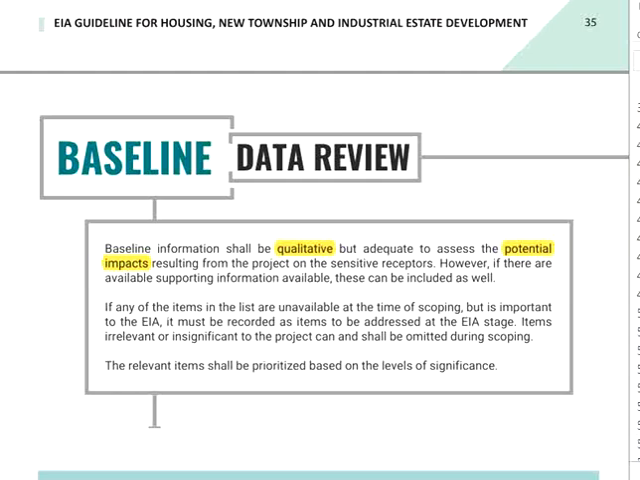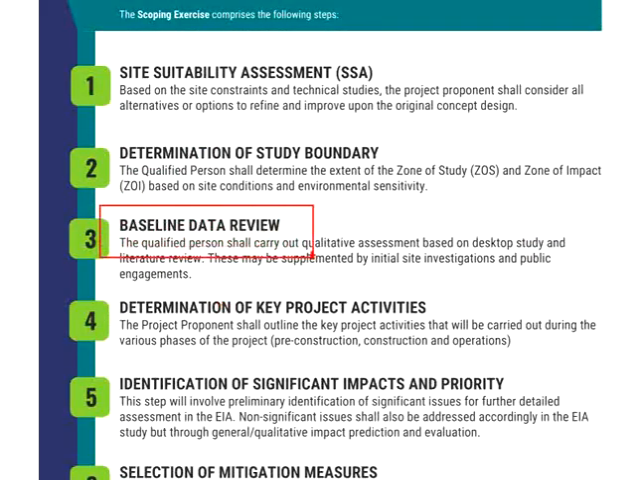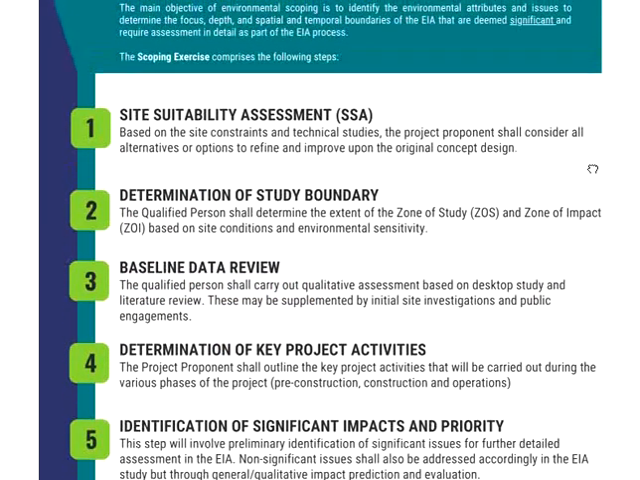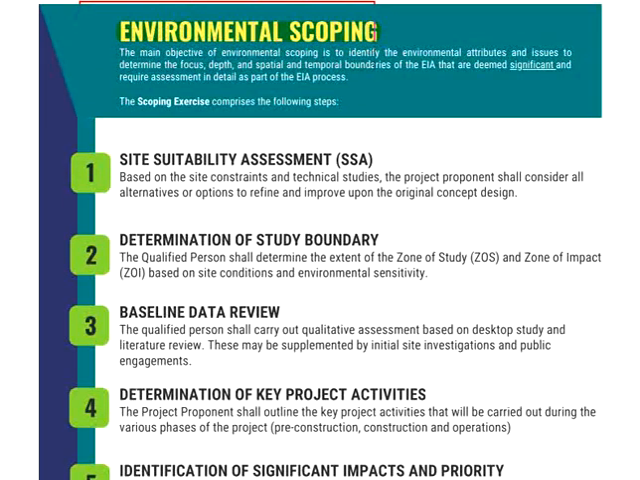Since it is the early stage of the environmental impact assessment, the focus here is between yes or no. We are talking about identifying the potential impacts. Therefore, a simplified version of the baseline study can be conducted. Later, there will be another stage, gathering quantitative information as the baseline. This is the baseline data review, which is the third step of the environmental scoping.